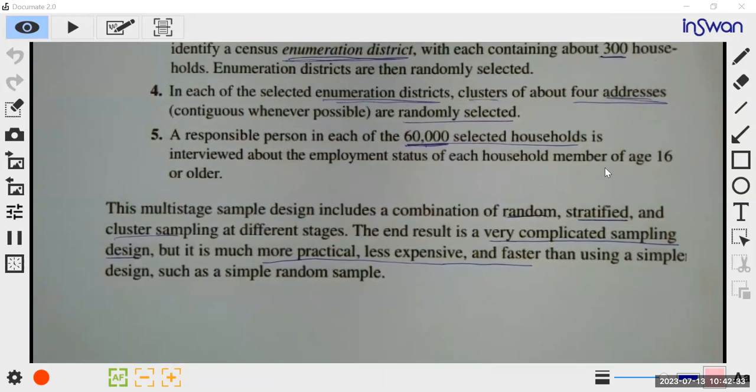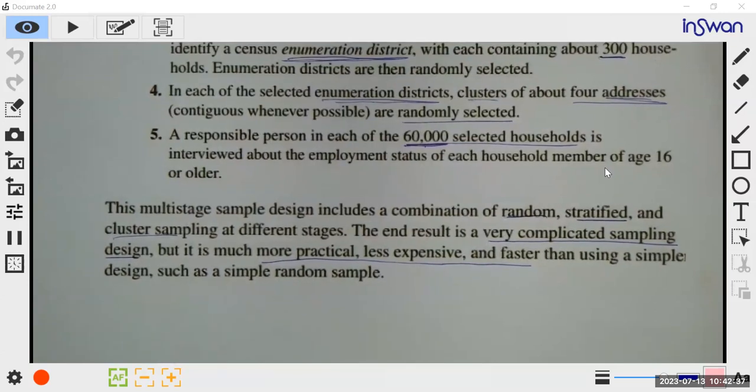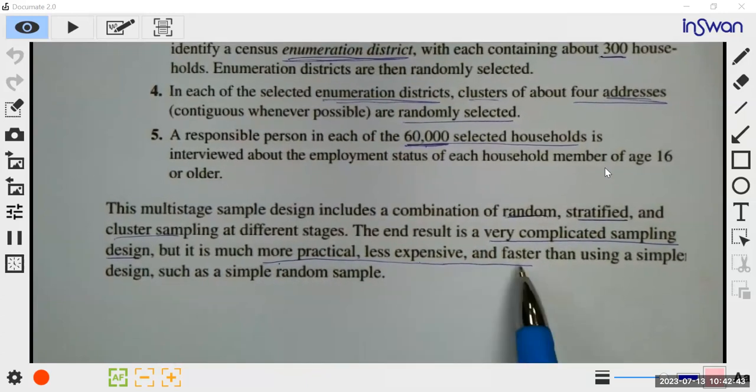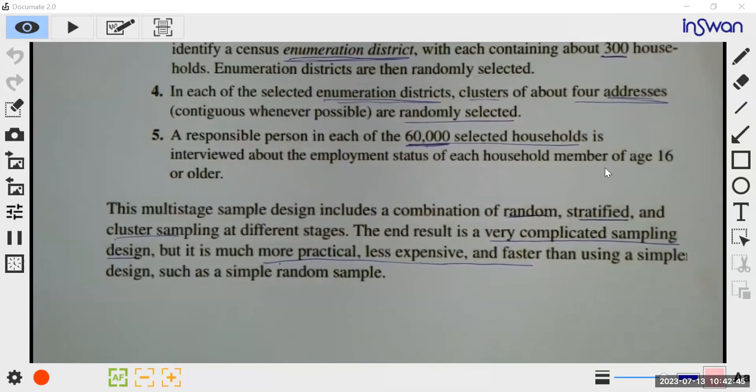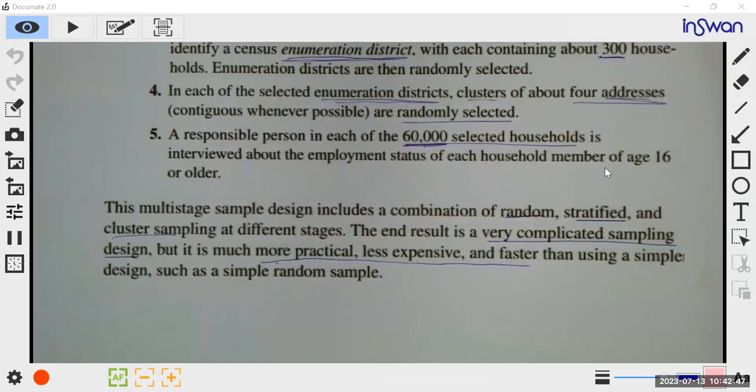Everything has to be done for a reason. You have to get this information for a reason. How you get the data has to be for a reason. It has to be more practical, less expensive, and fast. And it has to tell me what I'm looking for.